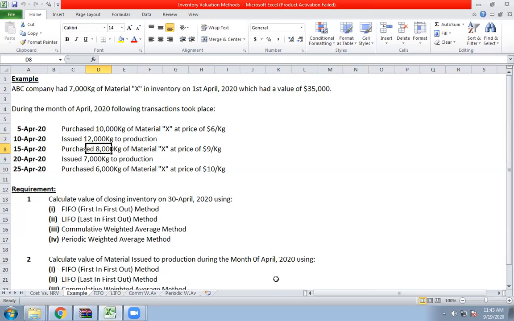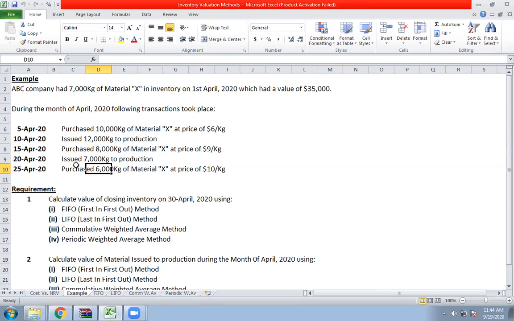So, moving through this example, I can see how many kg are there in my inventory. Let's say initially we had 7,000 kg, then we purchased 10,000, making it a total of 17,000 kg. We issued 12,000 kg to production, and it means we are left with 5,000 kg. Once again, we purchased 8,000 kg. We have 13,000 now in stock. 7,000 kg were again issued. 6,000 kg is left, and again we purchased 6,000 kg. It means at the end of April, we have 12,000 kg of material in stock.